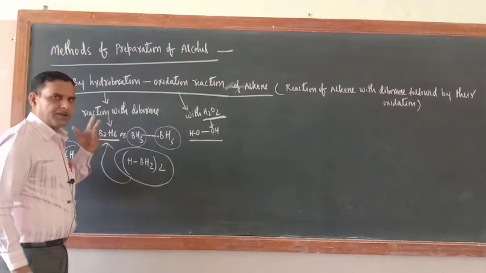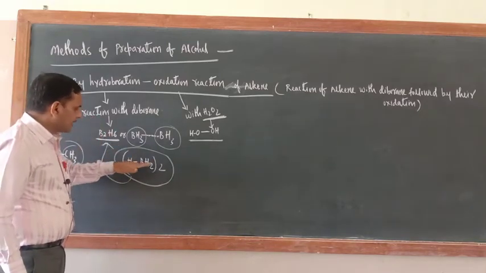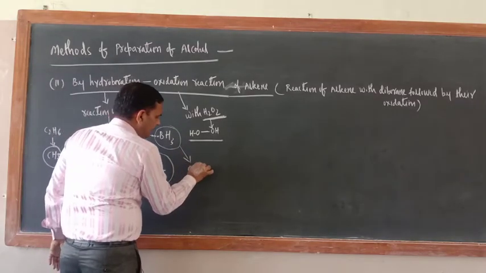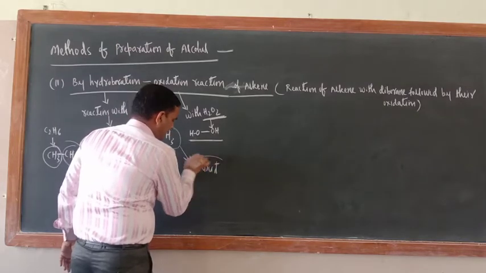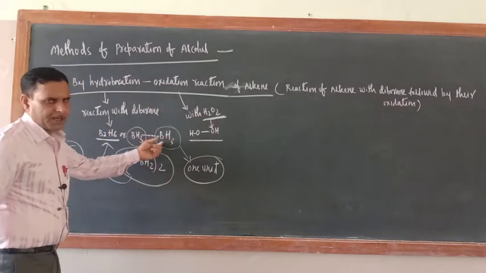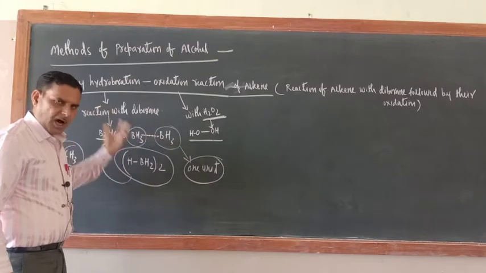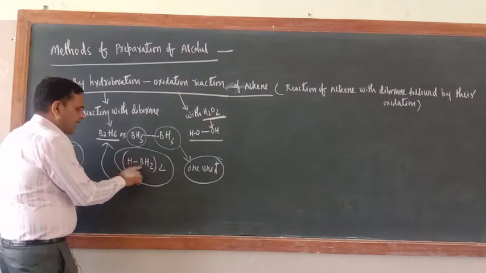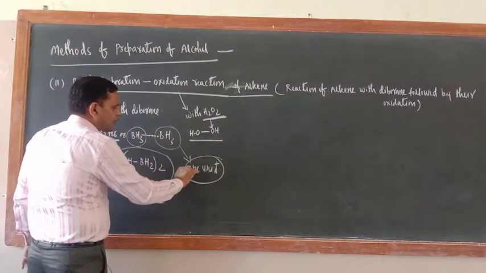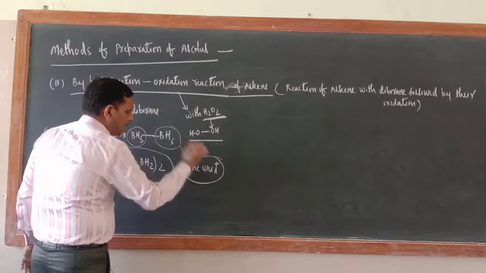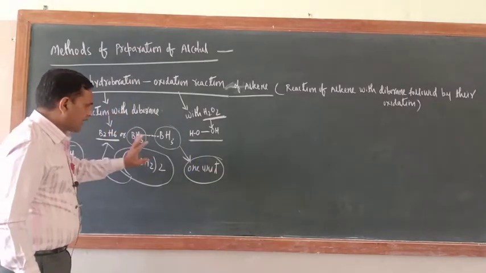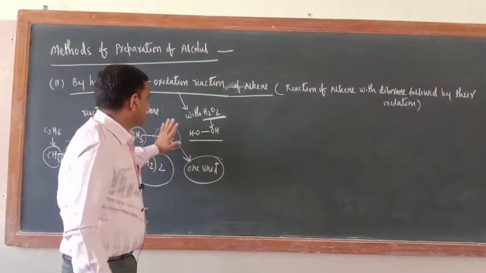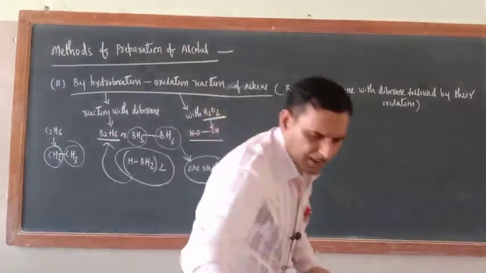Now you do one thing: rather than taking this whole twice, just take one unit, that's enough, correct or not? One unit and our work will be over. Are you getting my point or not? Rather than taking HBH2 whole twice, just make the reaction with one unit only. You will get the correct product, there is no issue. So now I will delete this side and explain.